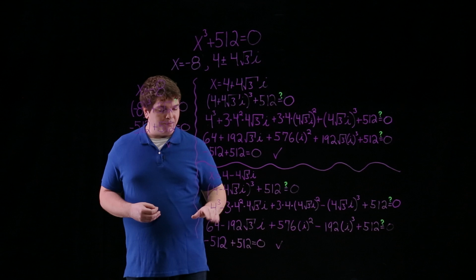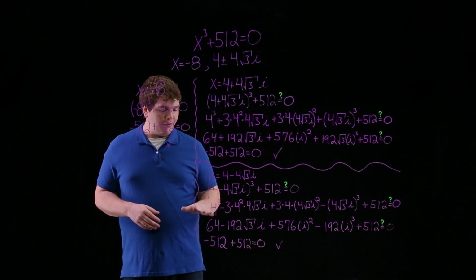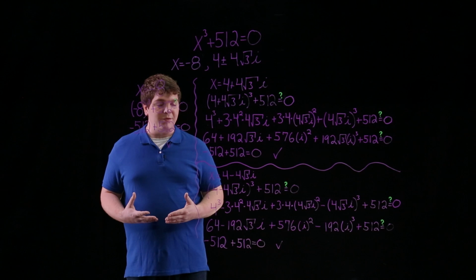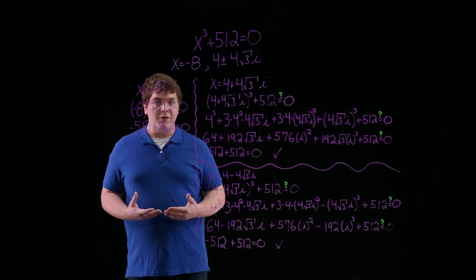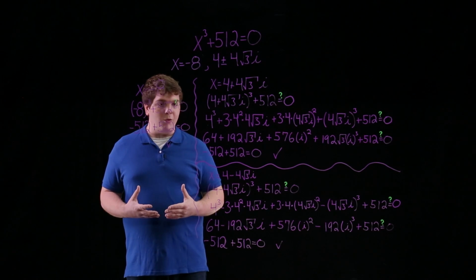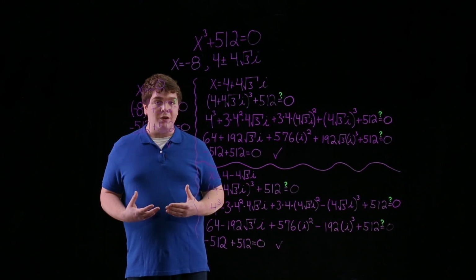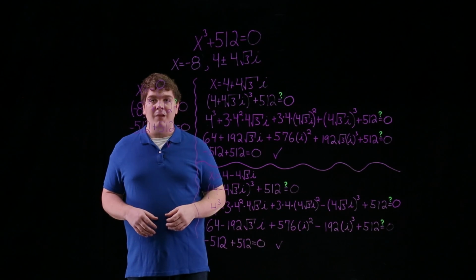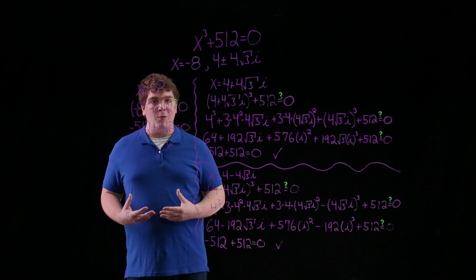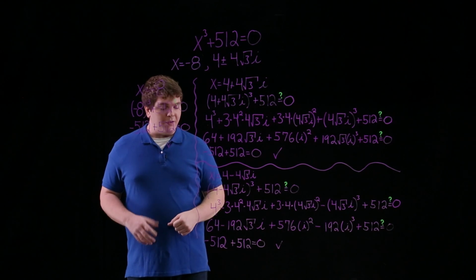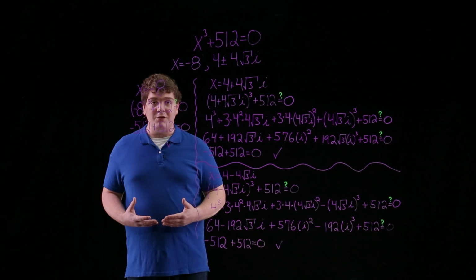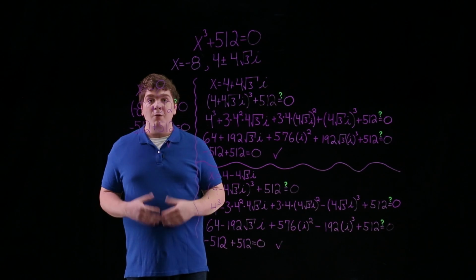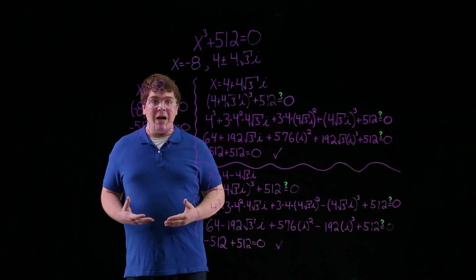We go ahead and we use our binomial cubed formula and write out 4 cubed minus 3 times 4 squared times 4 times the square root of 3i plus 3 times 4 times the quantity 4 square root of 3i squared minus the quantity 4 times the square root of 3i cubed plus 512, and we want to know, is this equal to 0? And again, we'll use the fact that i squared is -1 and i cubed is -i. So the left-hand side of our equation reduces to -512 plus 512, which we know is equal to 0. So 4 minus 4 times the square root of 3i is also a solution to our equation.